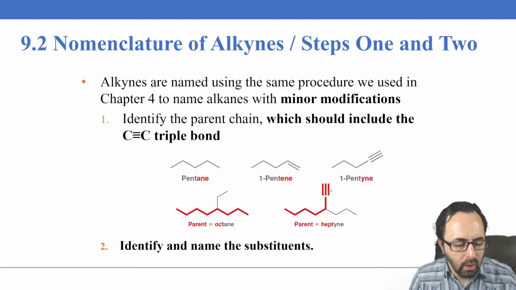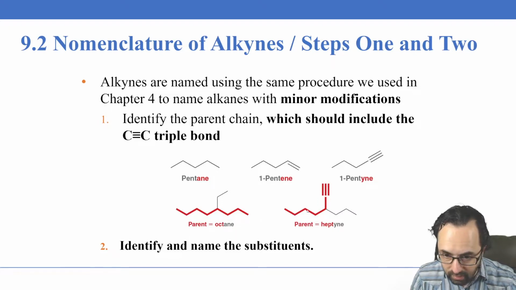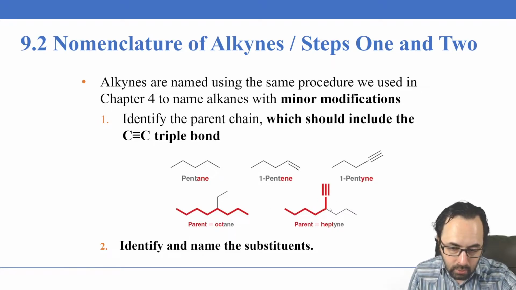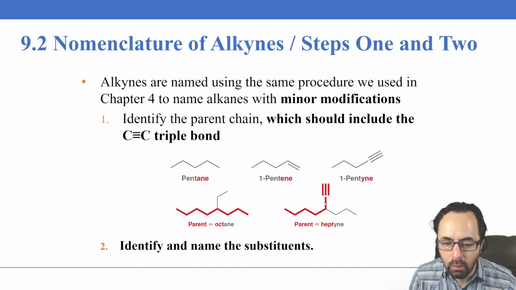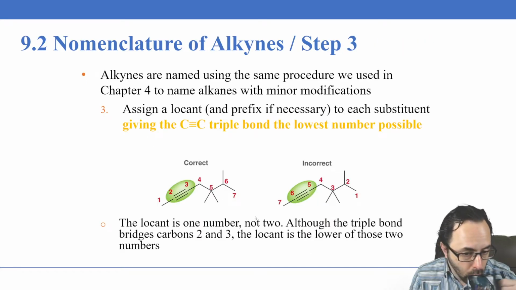So given that, even though there was a longer chain without the triple bond, because it didn't contain the triple bond, it could not be considered the parent chain. We have to include the triple bond. Next, we're going to identify and name substituents in a name. So here's a different example.